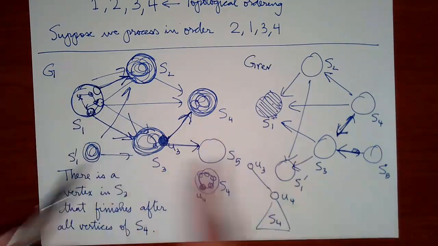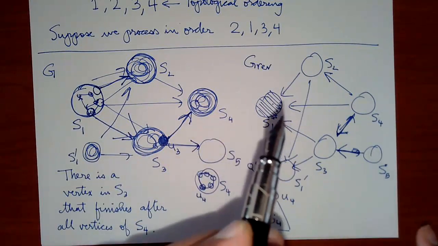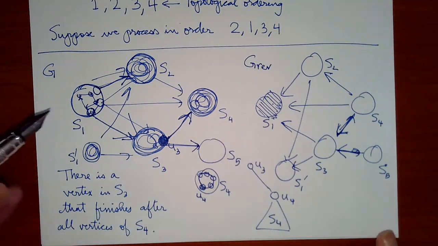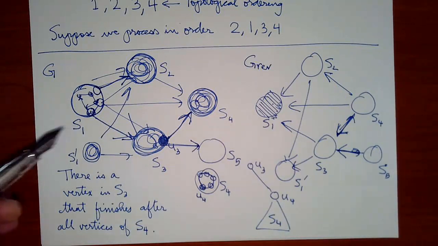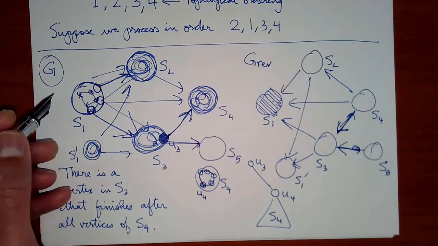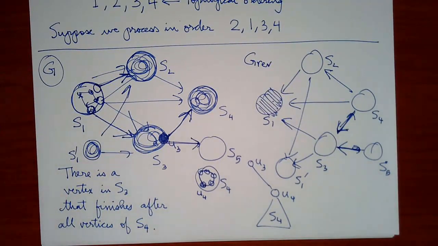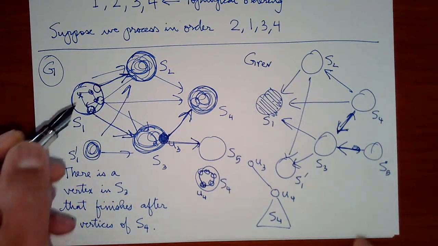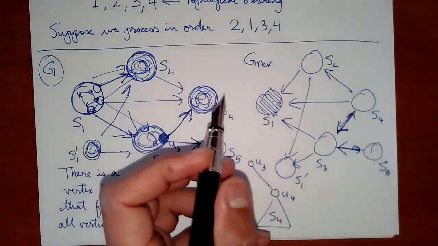Because you have set up the ordering so that you are going to start in S1. You're going to start in S1 because you're doing it in the reverse order of finish times in G. And the reverse order of finish times in G ensures that the first vertex that finishes is going to be in S1. Hence, S1 gets visited before anything else gets visited.